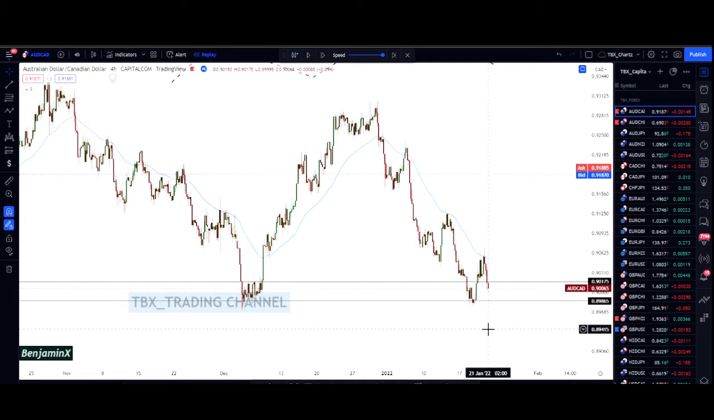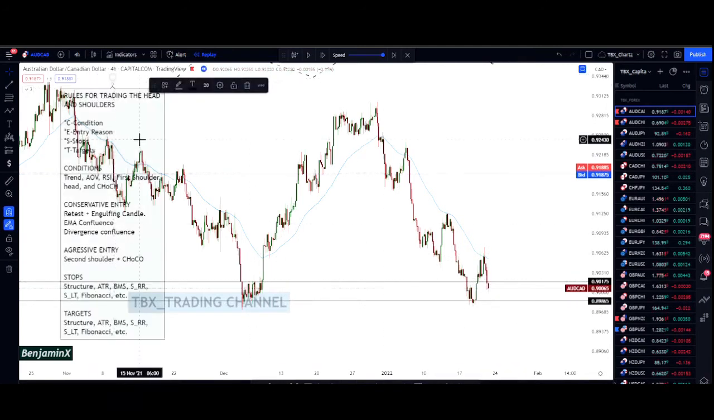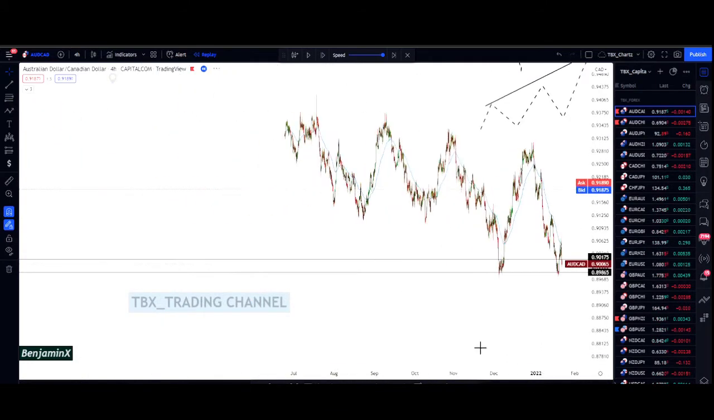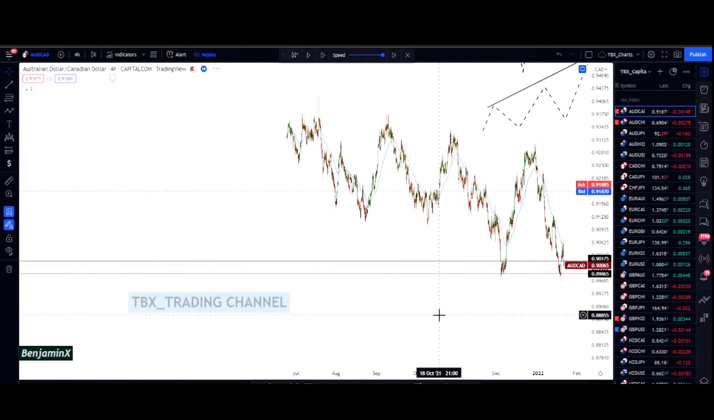Now what are we expecting for this video? We're going to be expecting a head and shoulders. So why did I choose this? What was the first thing I said? Let me bring out our rules. We need conditions. We need to know the trend. Okay, the trend is a downtrend. Let's check out the daily time frame.